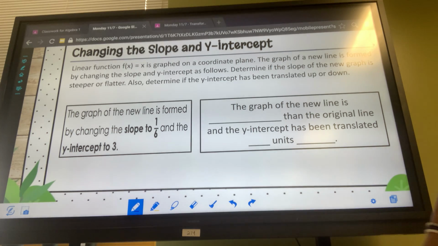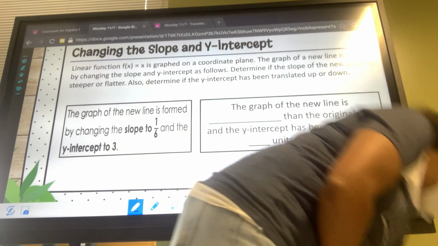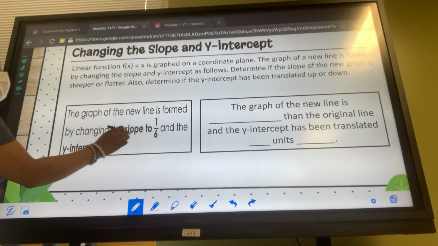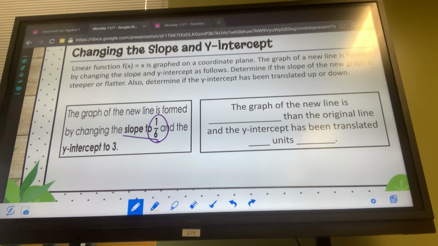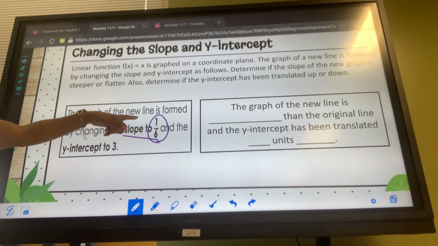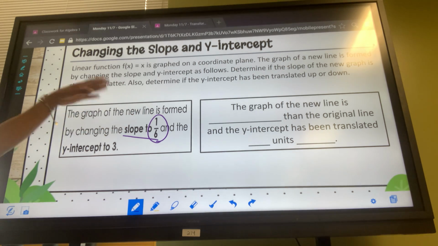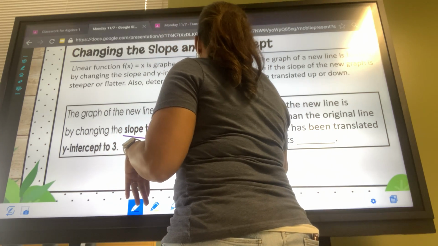Is this greater than 1 or less than 1? Right. Let me look at it in a minute. All right, so first thing we're gonna pay attention to is our slope. If our slope went to 1/6, did it increase or decrease? It decreased, right? Because is this greater than 1 or less than 1? It's less than 1. So it decreased. If it decreases, then that means it is less steep.